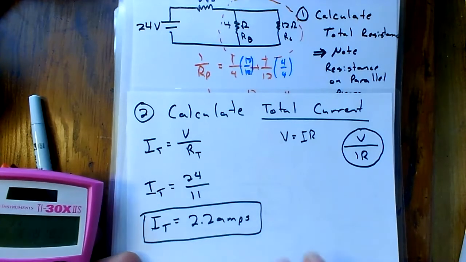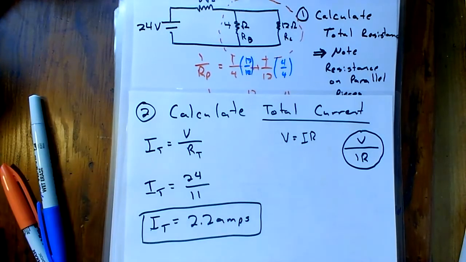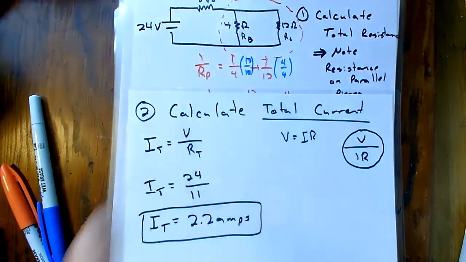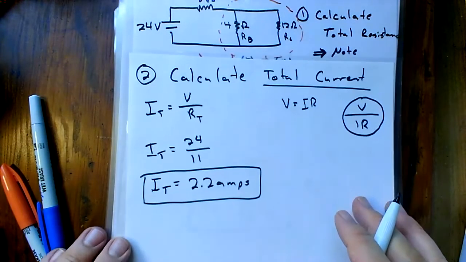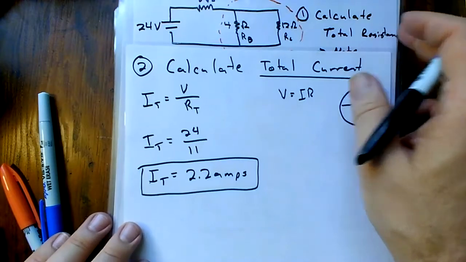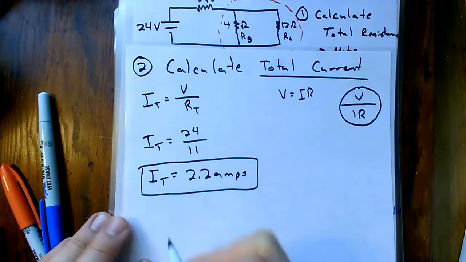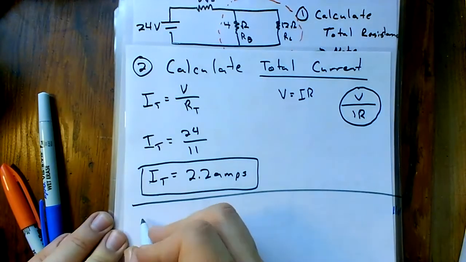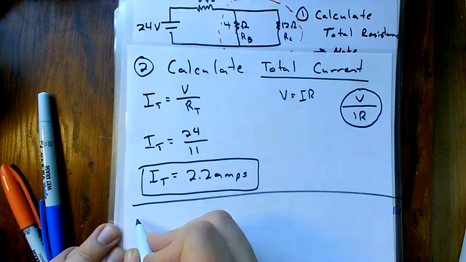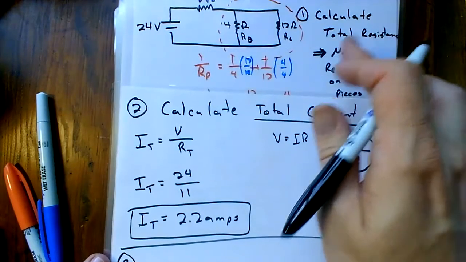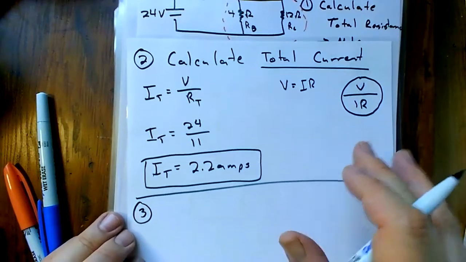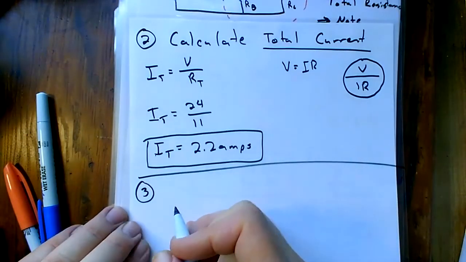And now that we found our total current, now we get to go back and figure out what our voltage drop across each of these resistors are. So we've calculated our total resistance, we've got our total current. Now we're going to find our voltage drop across all of our resistors. And this is where those parallel versus the series pieces are really going to be important.